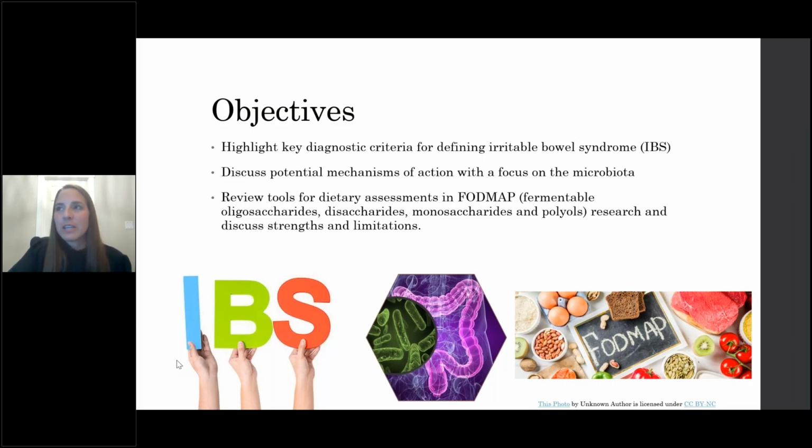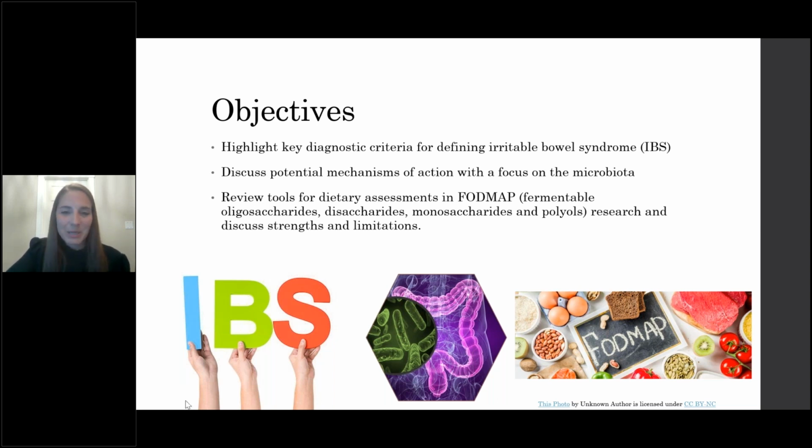I'm going to start off by talking about some of the diagnostic criteria that has changed over time, and review some of the pathophysiology behind this condition. And I'm really going to focus in on some of the hypotheses related to the gut microbiota. A little bit different for this talk today. I'm going to end by reviewing some of the dietary assessment tools that we can use when designing clinical research studies, particularly aimed at FODMAP interventions, as that's going to be our second talk of the day today. And I'm going to be focusing on some of the strengths and limitations of these dietary assessment tools.